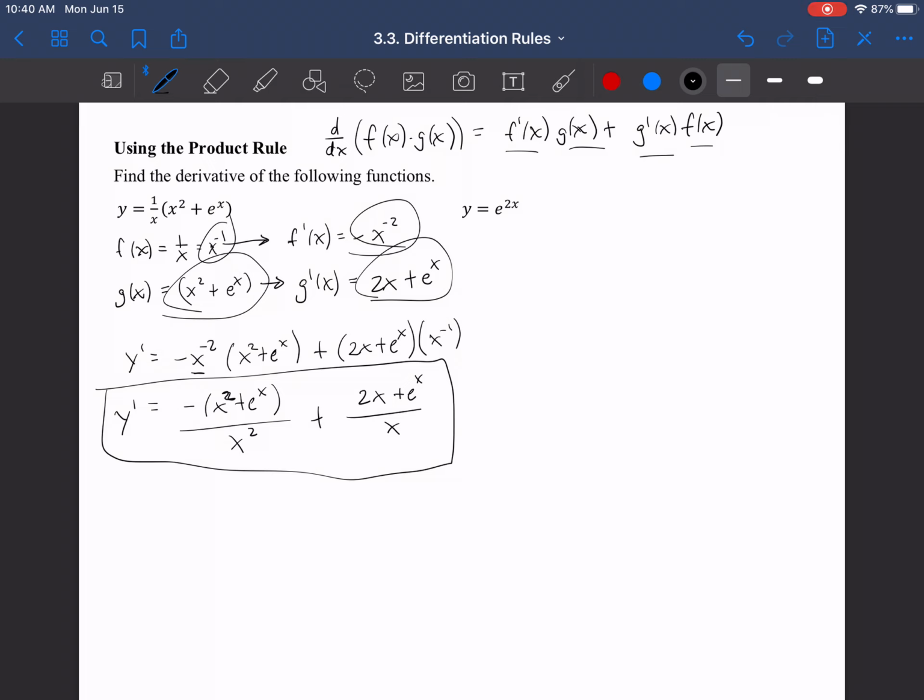All right, so let's take a look at this one. y equals e to the 2x. Here, I'm going to let you try this one. This is just going to be e to the x times e to the x. So try applying the product rule to that, and then see how it goes, and I'll put the answer for you in the notes to take a look at.